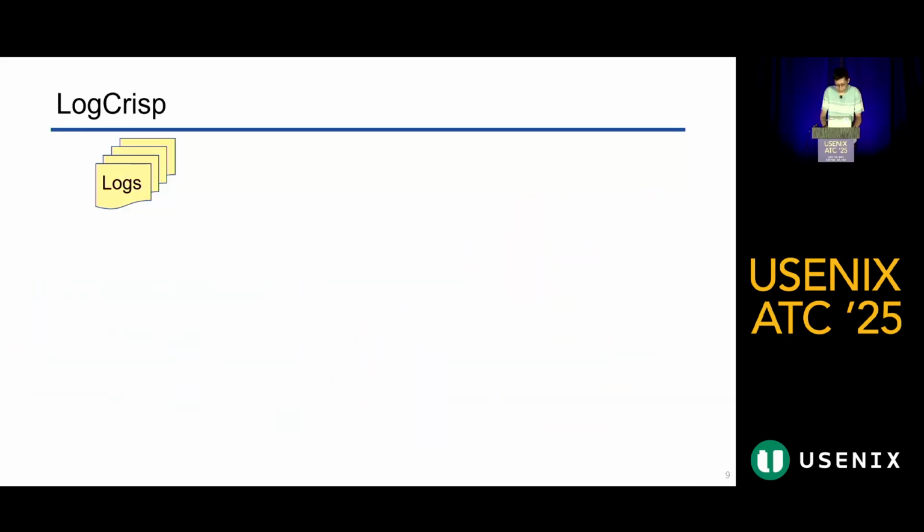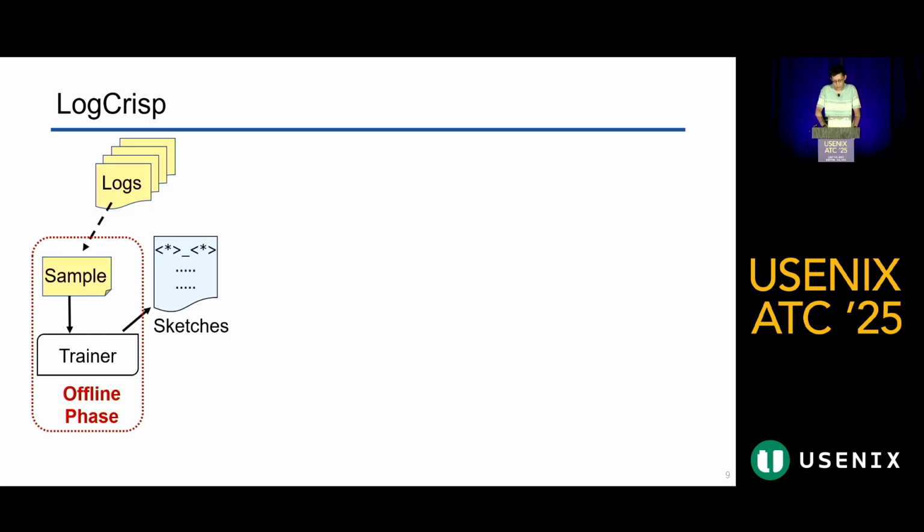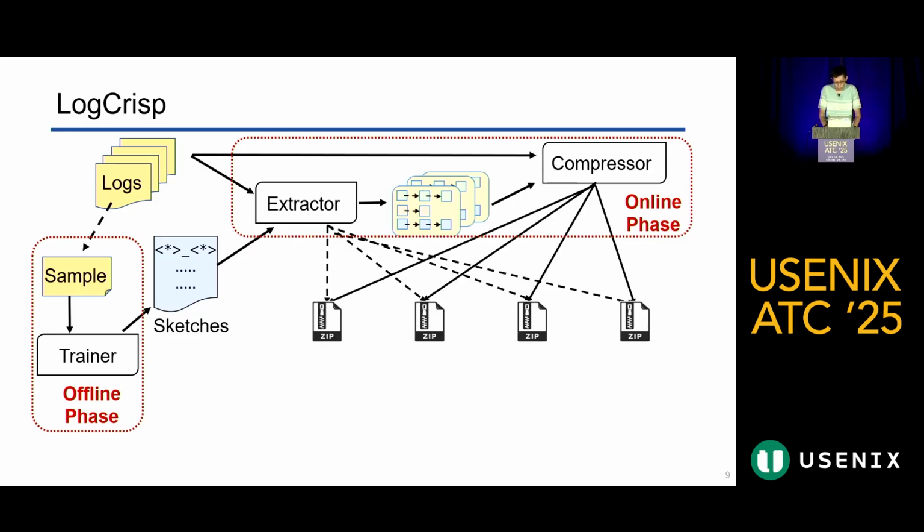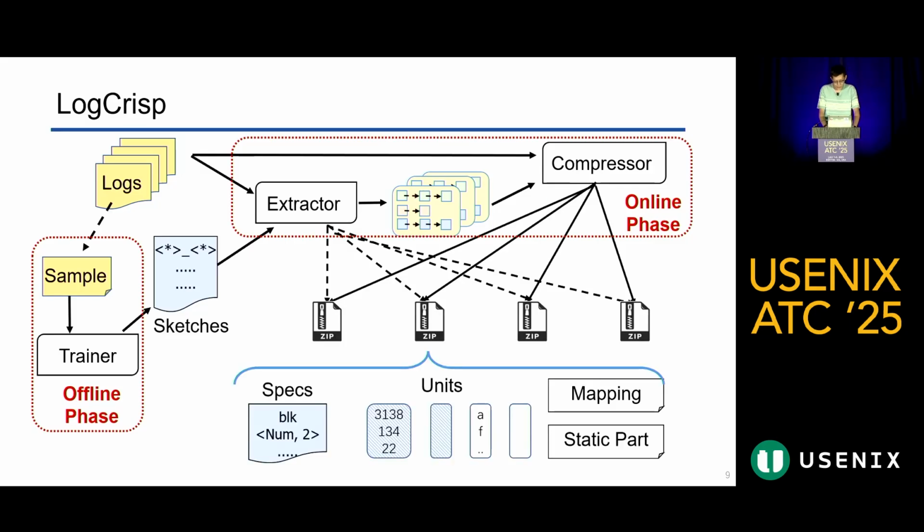We implement and integrate all proposed techniques into a log storage system called LogCrisp. Its workflow is as follows. LogCrisp first extracts the global sketches based on a sample of all log blocks. It then extracts specs as well as all units for each log block. Each log block will be compressed as a zip file. Within the zip file, we have local specs as well as several units, mapping and static content. N units will be encoded as integer vectors to support vectorized aggregated analysis.